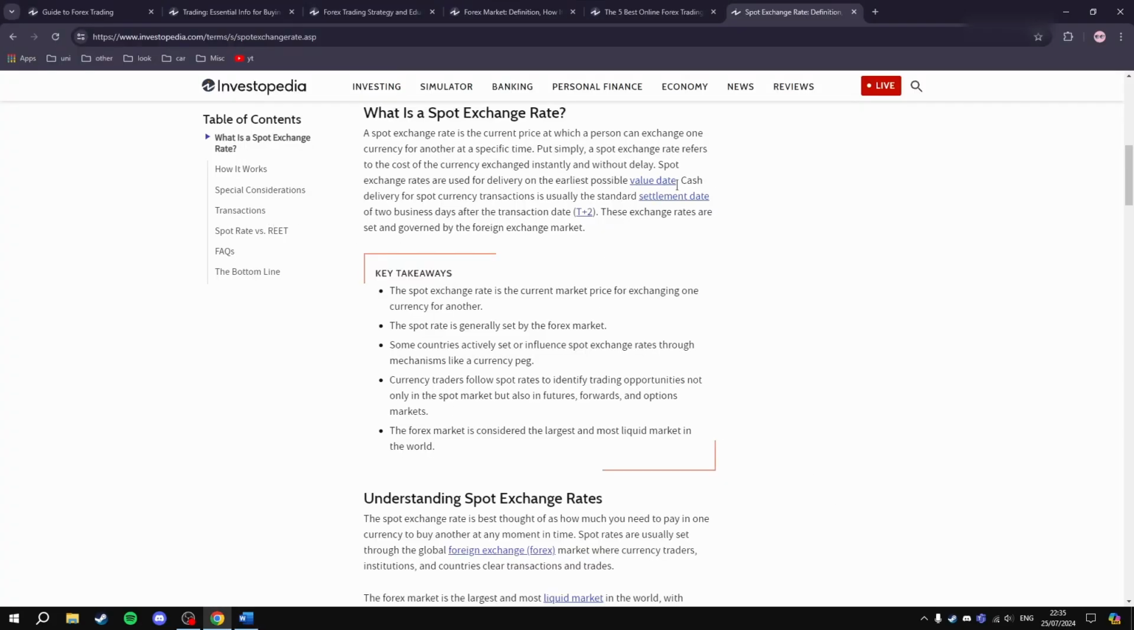Put simply, a spot exchange rate refers to the cost of the currency exchanged instantly and without delay. Spot exchange rates are used for delivery on the earliest possible value date. Cash delivery for spot currency transactions is usually the standard settlement date of 2 business days after the transaction date. These exchange rates are set and governed by the foreign exchange market.